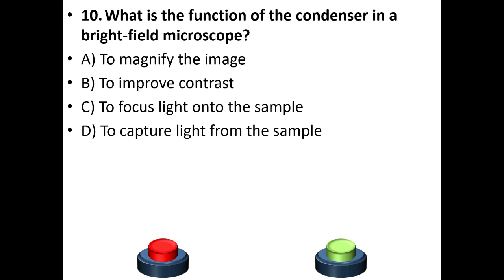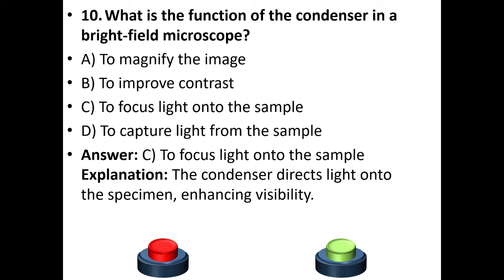Tenth question. What is the function of the condenser in a bright field microscope? To magnify the image, to improve contrast, to focus light onto the sample, to capture light from the sample. The answer is C, to focus light onto the sample. The condenser directs light onto the specimen, enhancing visibility.